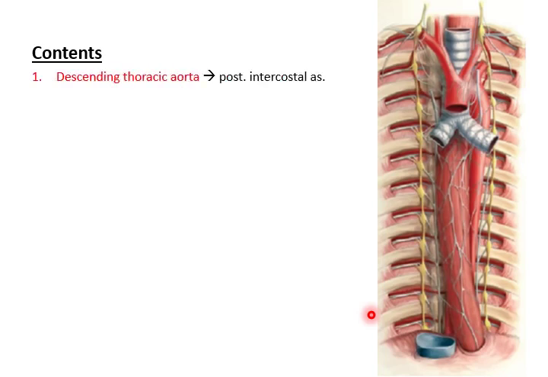2 structures descend from the thorax, the descending thoracic aorta. While it descends, it gives posterior intercostal arteries. The ones on the right are longer because the descending aorta is slightly shifted to the left. So these right ones are longer and they cross horizontally behind the esophagus here in the posterior mediastinum.